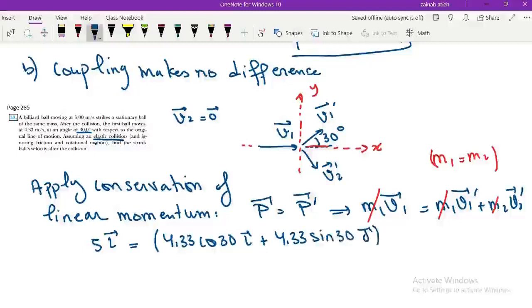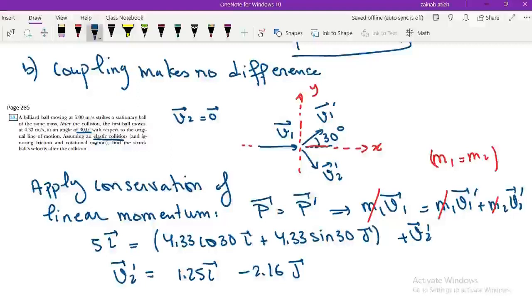Now for V2 prime, I don't have information about it. I will keep it as V2 prime. I will gather all of them to one side. So I will get V2 prime. I have already calculated it. I will get 1.25i minus 2.16j. So if I'm going to draw V2 prime, it will come out as I have drawn it. Its vx is positive and vy is negative, so it's drawn the same way I have drawn it.